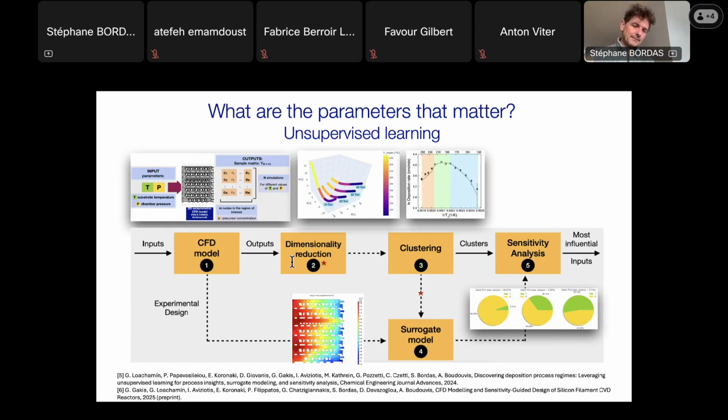And then once you have this dimensionality reduction, you can do clustering of the results, which allows you to figure out what are the parameters that matter the most in terms of cluster. So you say, for example, that a range of parameters leads to a cluster of solutions here, and another range of parameters leads to another cluster, and a third. And then for each cluster, you will do a sensitivity analysis independently, and that will give you the most influential inputs. So what is a sensitivity analysis in practice?